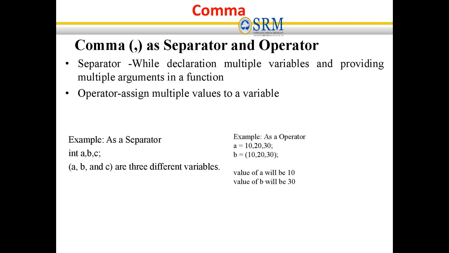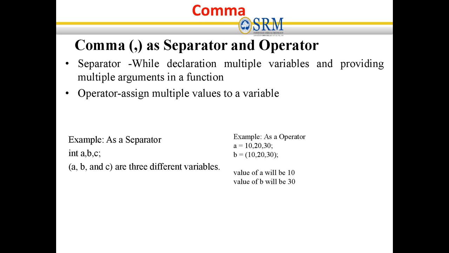Whereas comma as an operator evaluates its first operand and discards the result, then it evaluates the second operand and returns the value. It has the lowest precedence, that is, it has the lowest priority of any C operator, and has associativity from left to right. In this slide there are two examples: one is the comma operator as a separator and the other is the comma operator as an operator.